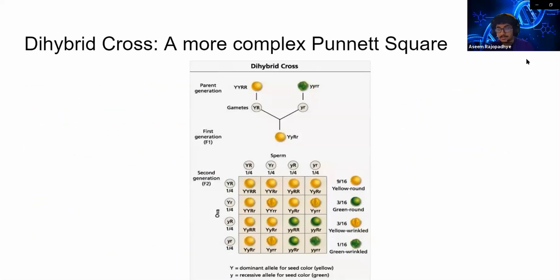By the way, if you're stuck on any of these concepts or don't fully understand, you can unmute yourself and ask any questions at any time.